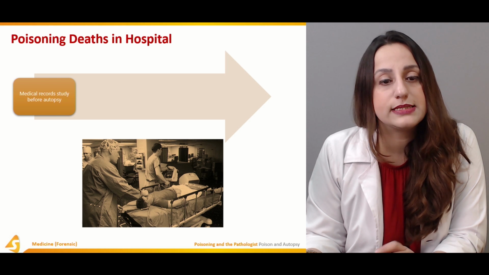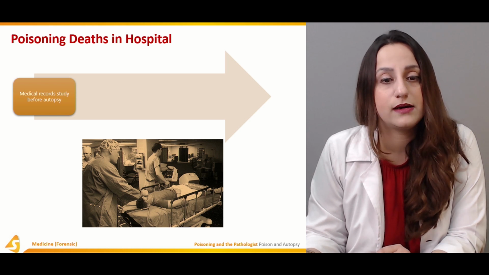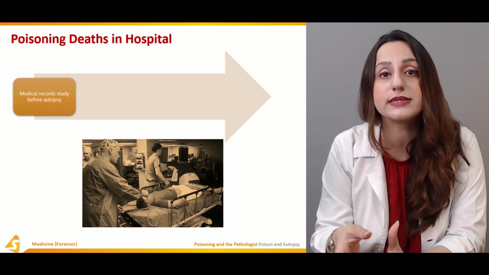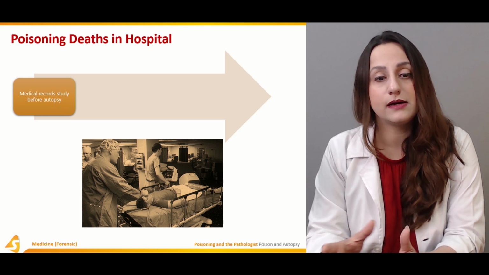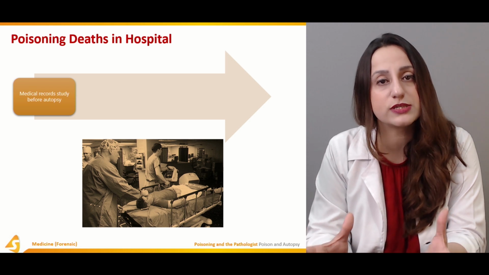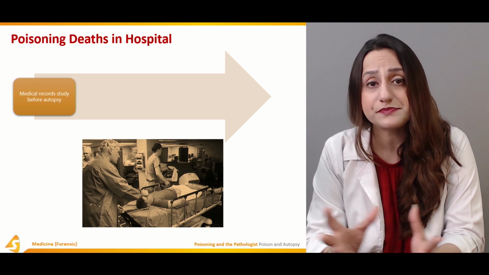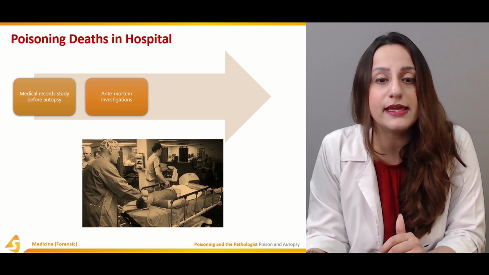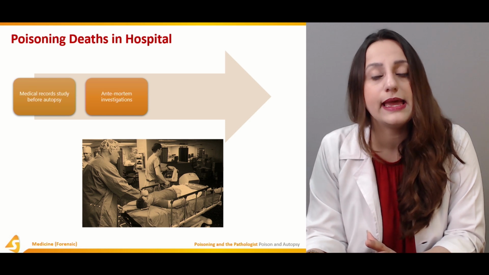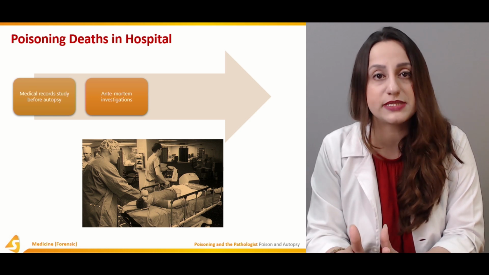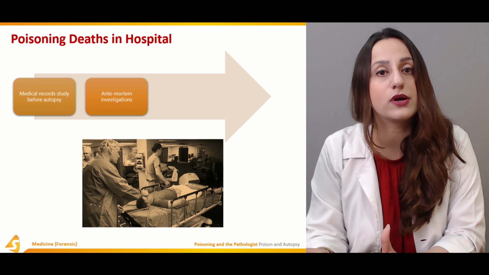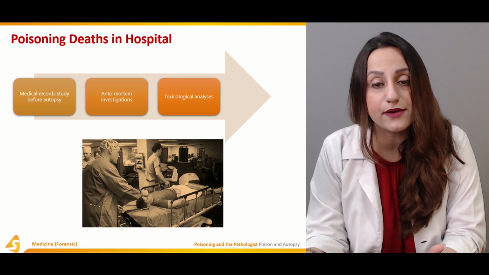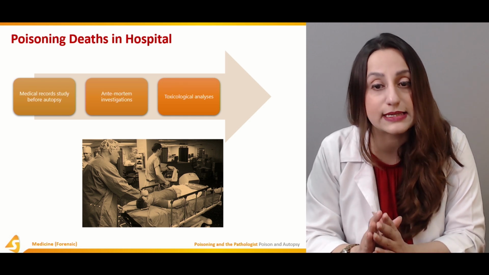Now, the medical records study before autopsy. Of course, whenever we are going to carry out the autopsy, the medical records, if they are present, are very helpful. And if any type of treatment was given to the person when he was in the hospital, it has to be observed over here. And then the ante-mortem investigations. Any investigations that were carried out in the ante-mortem state have to be recorded in the autopsy report as well. The toxicological analysis, if carried out, again has its own significance.